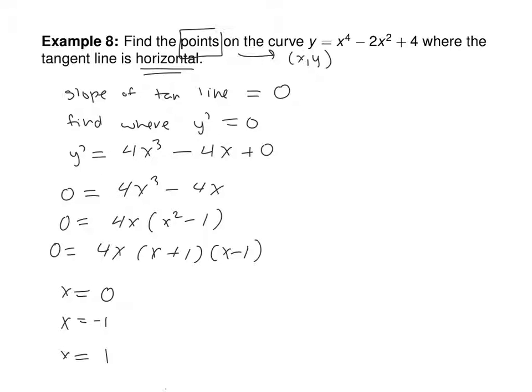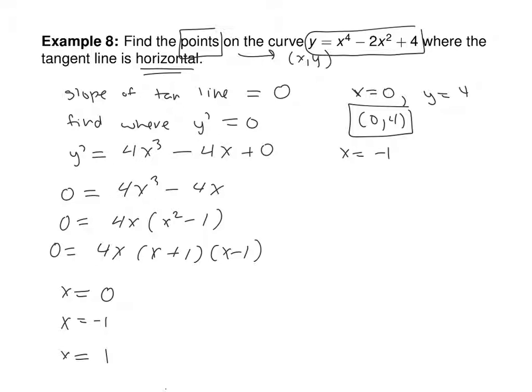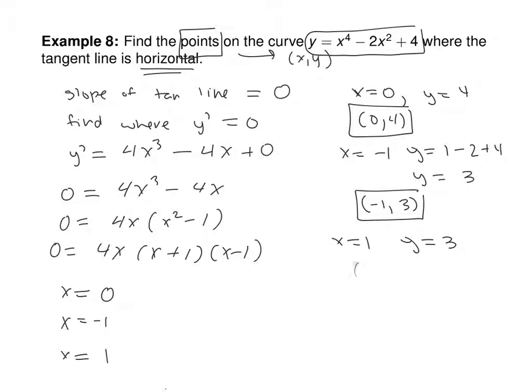So how would you find the point on the curve given that x is 0? Just plug it into the original, because you're looking for the location, how far up. So if x equals 0, y is equal to 4. So one point is 0, 4. If x equals negative 1, the y is equal to 1 minus 2 plus 4. Yep, 3. So negative 1, 3. And if x equals 1, I think the y is still 3. So 1, 3.